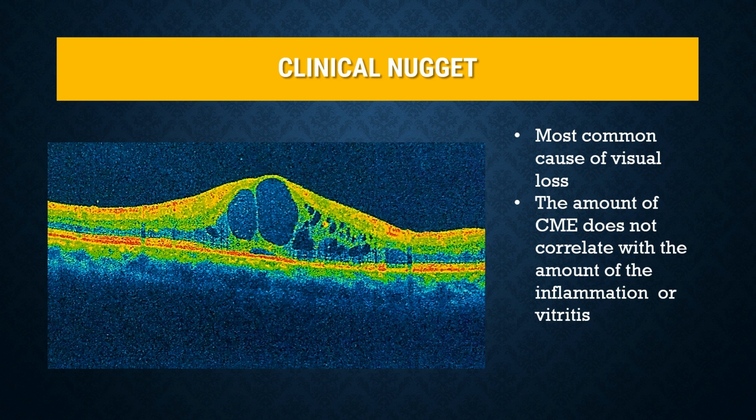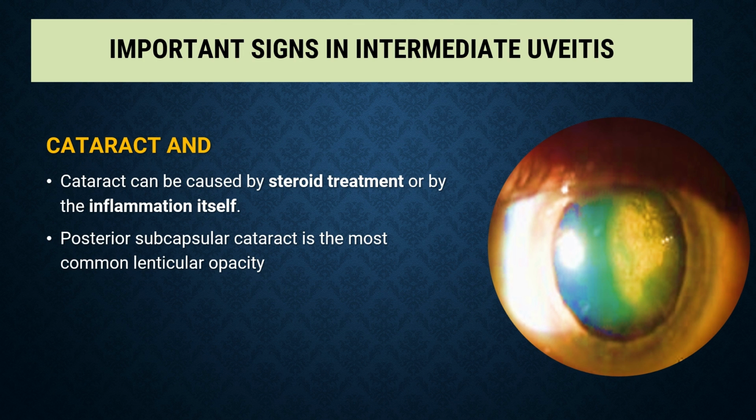So sometimes you might have very severe vitritis, but the patient will not have cystoid macular edema, and sometimes you will have almost no vitritis, but the patient will still be having cystoid macular edema. So that is what I want to tell you, that the CME does not correlate with the amount of inflammation or vitritis.